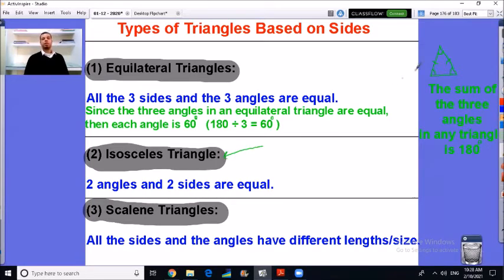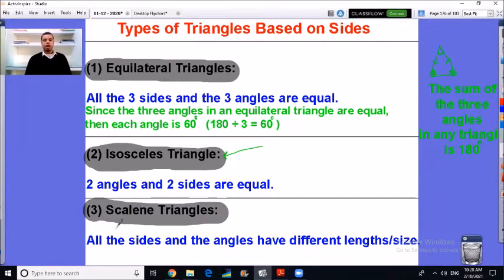And if two sides are equal, that means that two angles are also equal. These two angles are also equal. In an isosceles triangle, two angles and two sides are equal. Good. So this is everything about the isosceles triangle. Please, you need to study this.